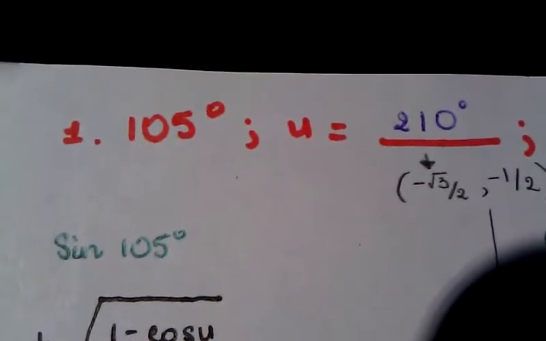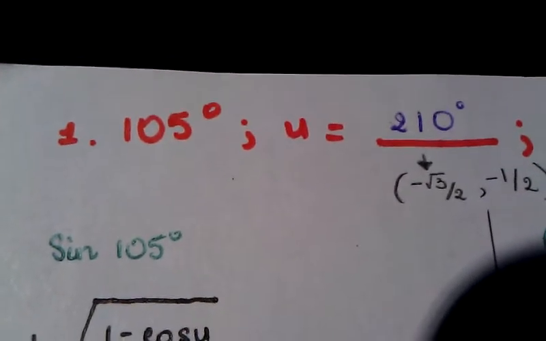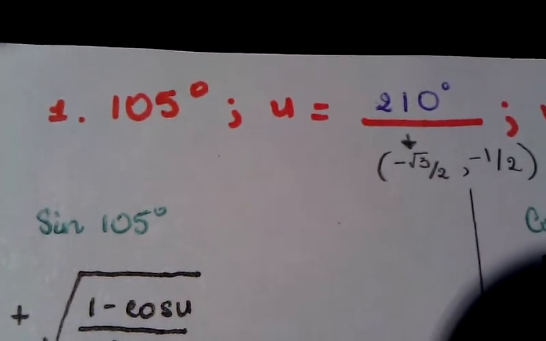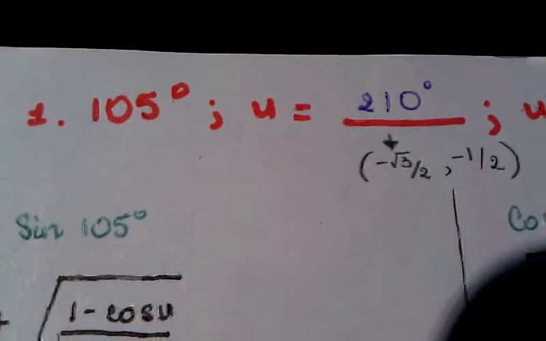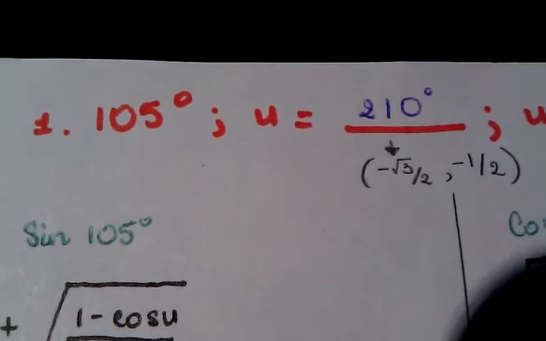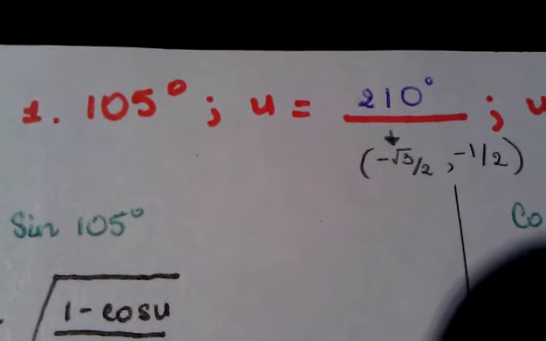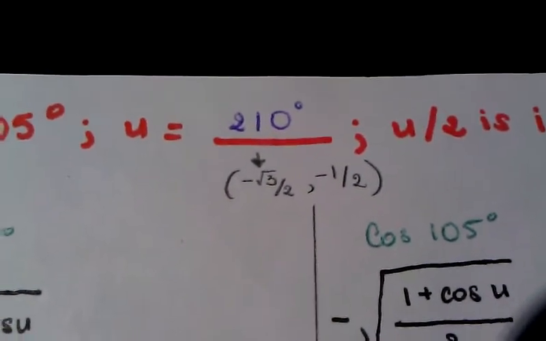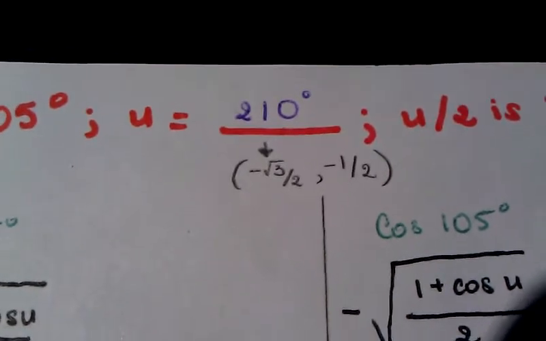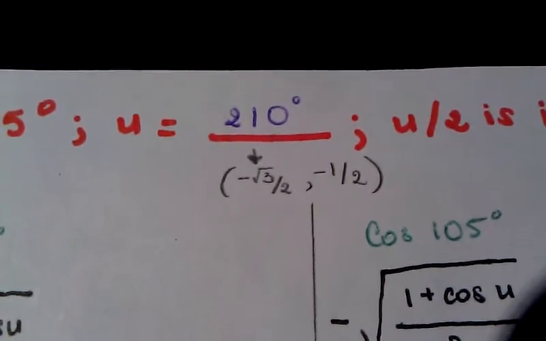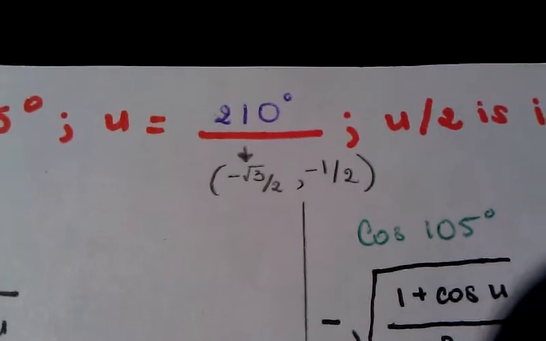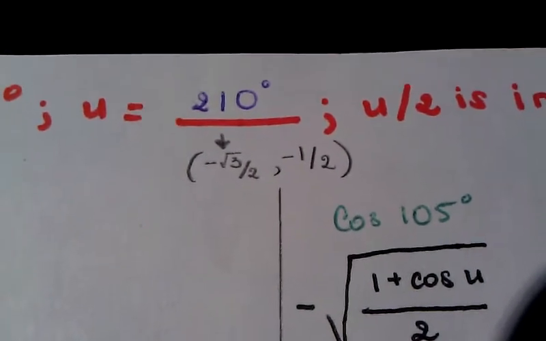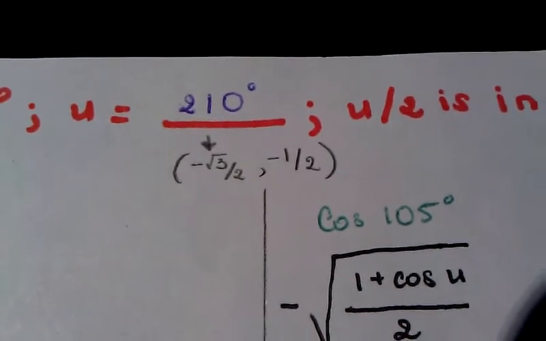This is an example from Unit S, Concept 4, 105 degrees. To find U, angle U, we will multiply the half angle by 2 to get 210 degrees. And we know that 210 degrees actually appears in the unit circle, which gives us the point negative radical 3 over 2 and negative 1 over 2.